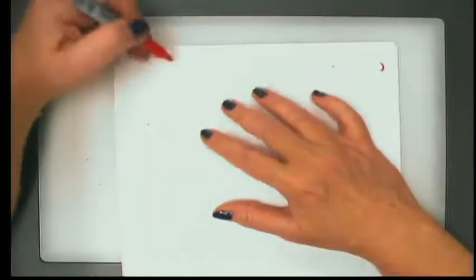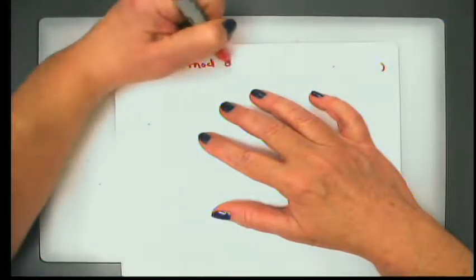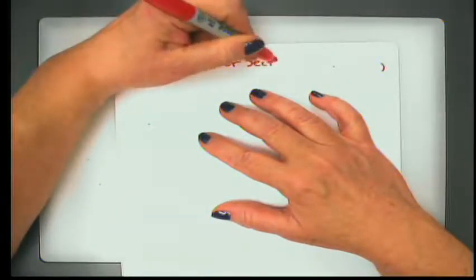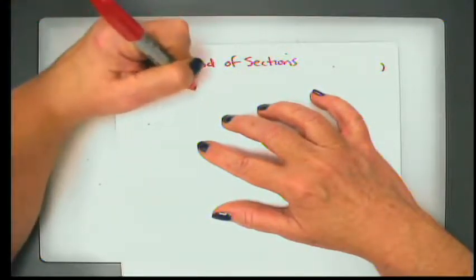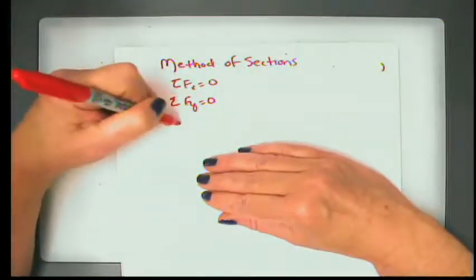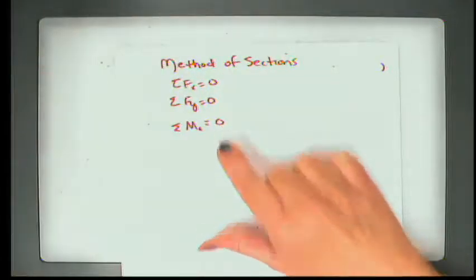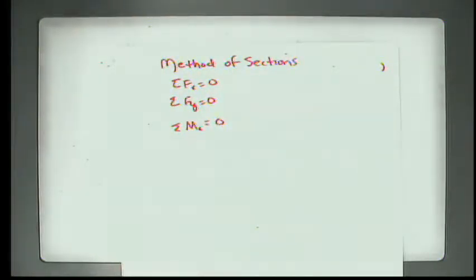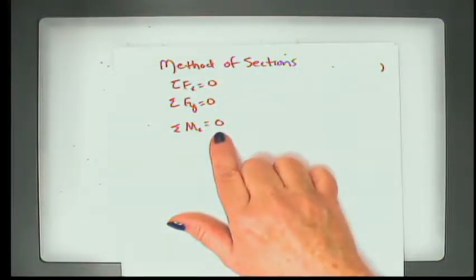So we have another method, which is called the method of sections. This is the last thing that we'll study in Chapter 6. The method of sections uses the same idea that the summation of forces in the x direction is equal to 0, summation of forces in the y direction is equal to 0, and that the summation of moments about any point on the truss has to be equal to 0. But what the method of sections allows us to do is to just look at a part of a truss.